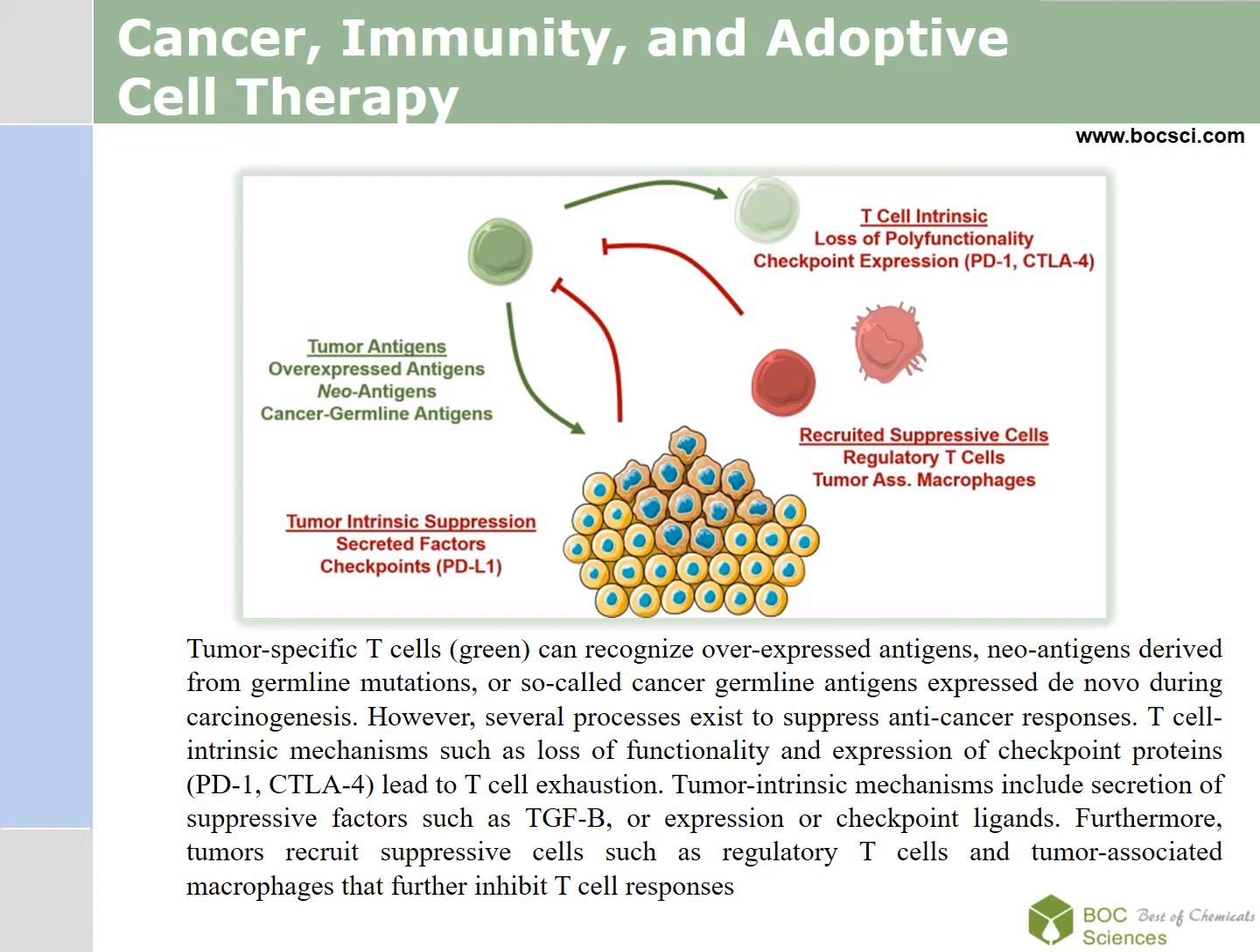T-cell intrinsic mechanisms such as loss of functionality and expression of checkpoint proteins, PD-1, CTLA-4, lead to T-cell exhaustion. Tumor intrinsic mechanisms include secretion of suppressive factors such as TGF-B, or expression of checkpoint ligands. Furthermore, tumors recruit suppressive cells such as regulatory T-cells and tumor-associated macrophages that further inhibit T-cell responses.